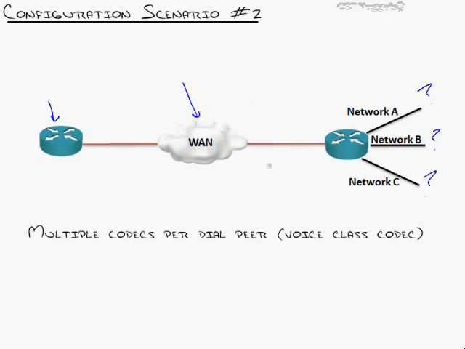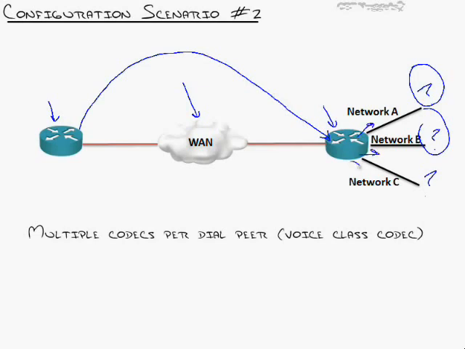But the problem is we don't know the specifics of any of these networks over here. This router does. We just want to create a dial peer that says to get to those phones over there, point to this router, and then it will direct you the correct way. It's kind of a little gateway to all the other voice over IP networks.